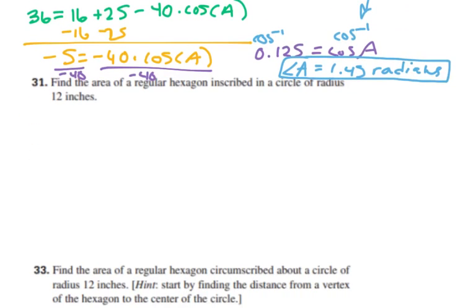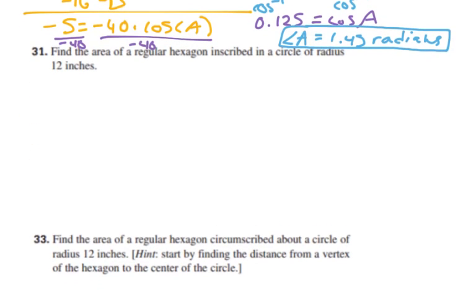Okay, so then number 31, they want you to find the area of a regular hexagon inscribed in a circle of radius 12 inches. Alright, so there's a lot going on here. We've got a hexagon, so that's 6 sides, inscribed in a circle. And so that means that whatever we get, we're going to multiply by 6 because there are 6 triangles that would be within it.